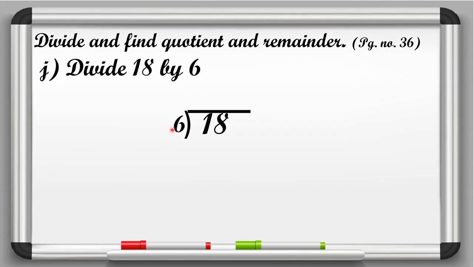Now we have to speak the table of 6. So let's start. 6 1s are 6, 6 2s are 12, 6 3s are 18. So here we will write 18 below 18. Okay, and at quotient place we will write 3. Now we have to put the subtraction sign, okay, and start subtraction.